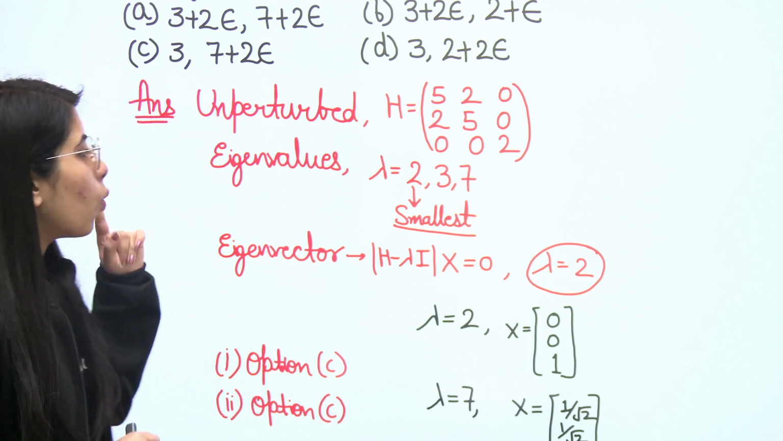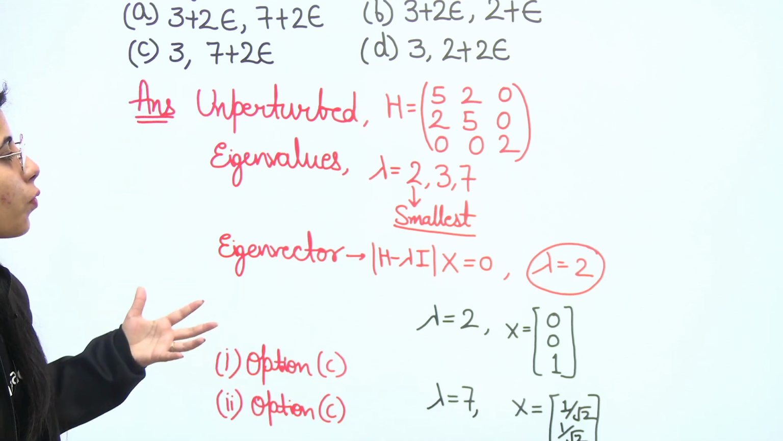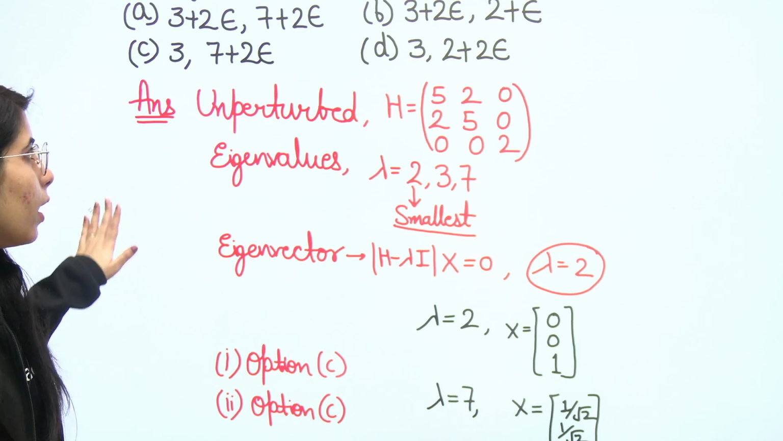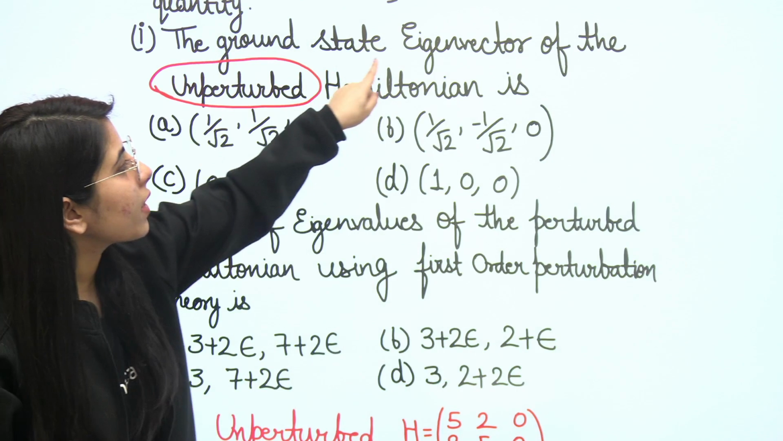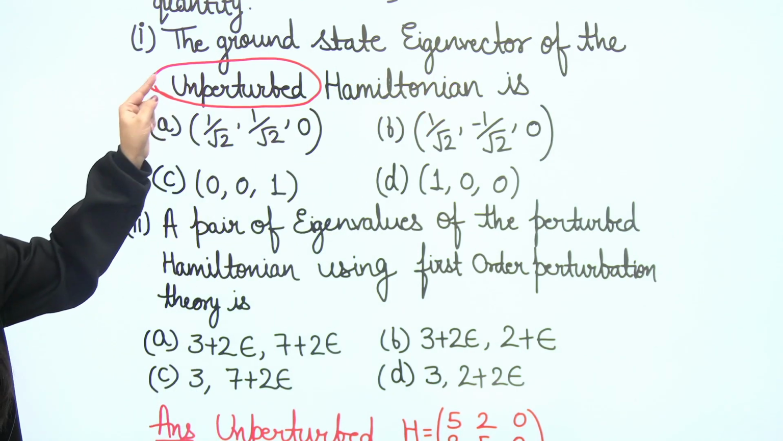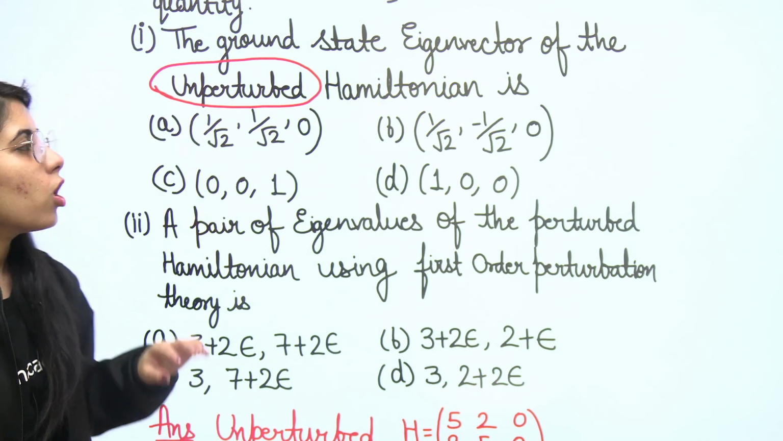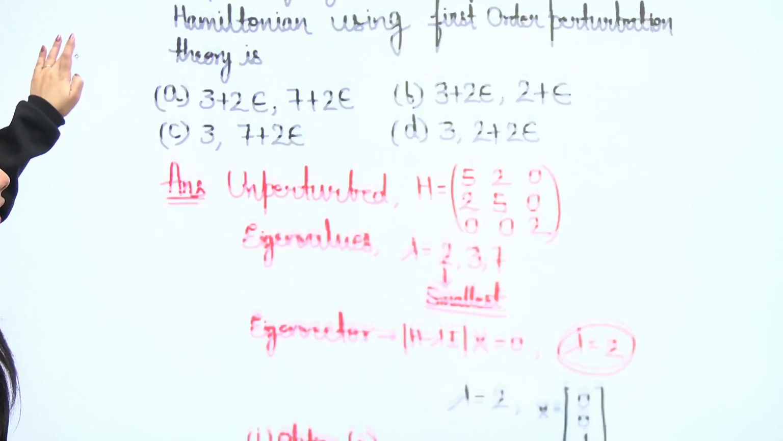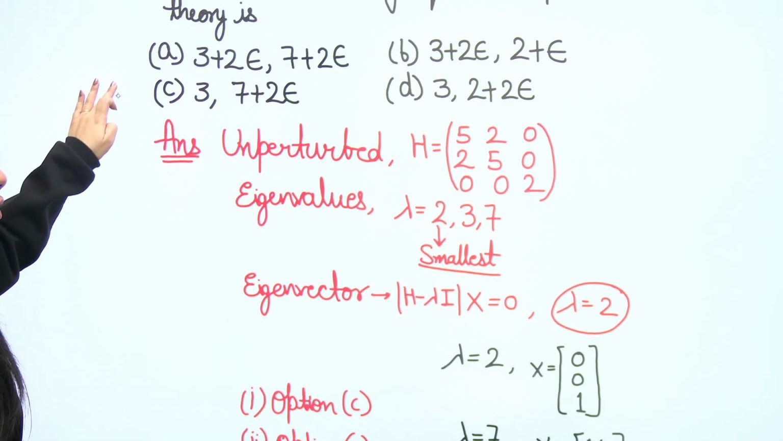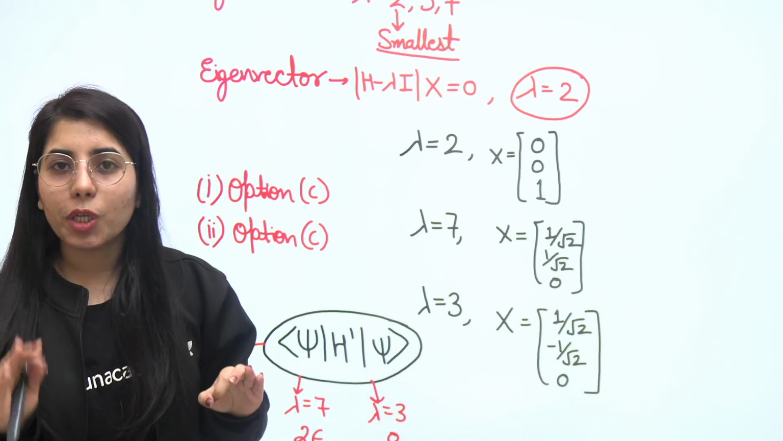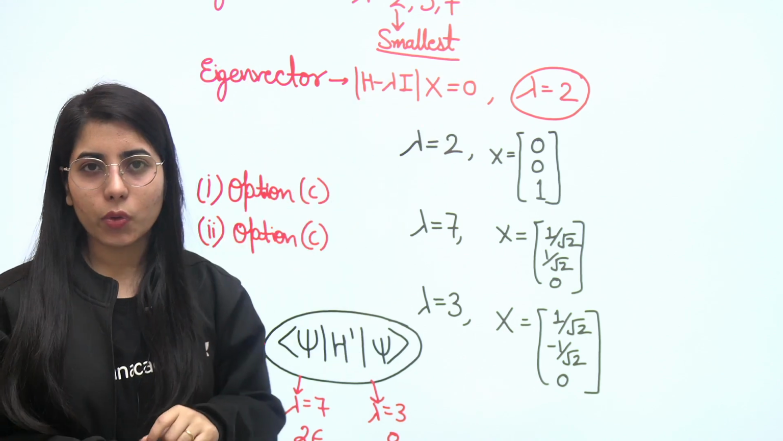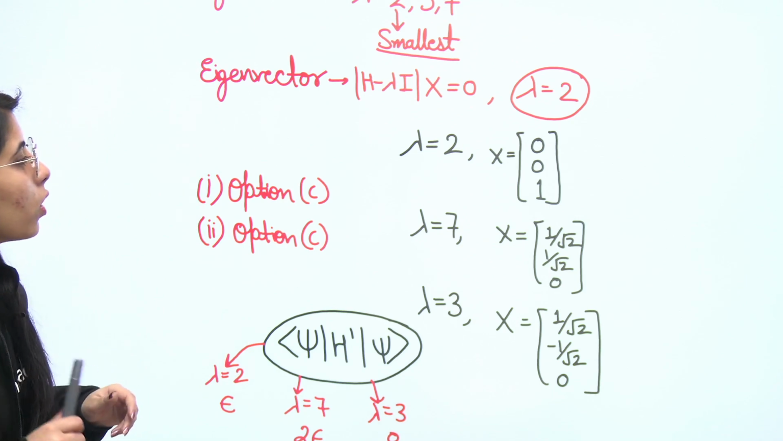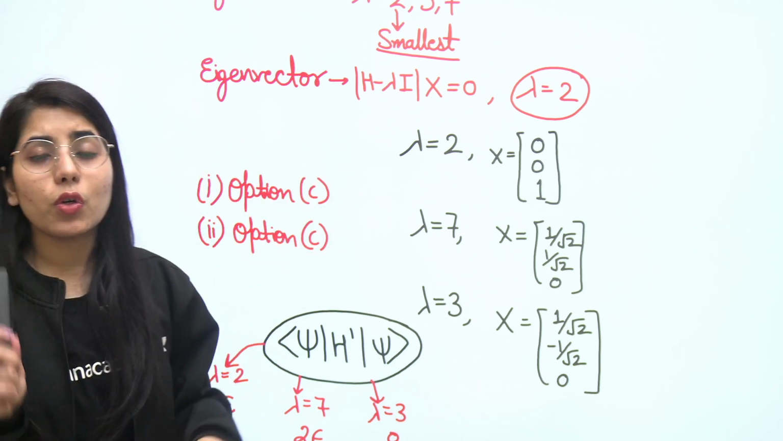Why were we checking for 2, the smallest one? Because here they have mentioned that we need to find the ground state eigenvector of the unperturbed Hamiltonian. Clear? So ground state means minimum value. That's how you have checked it. And after that, you need to find the eigenvector corresponding to lambda equal to 2.